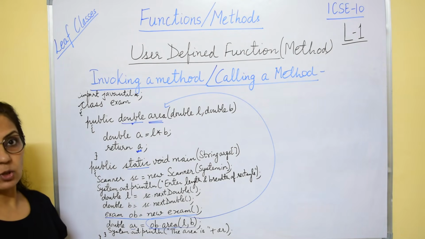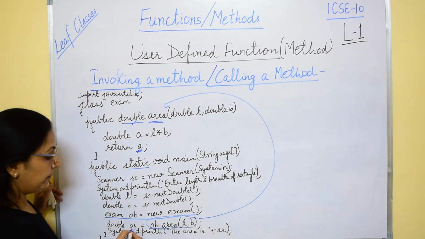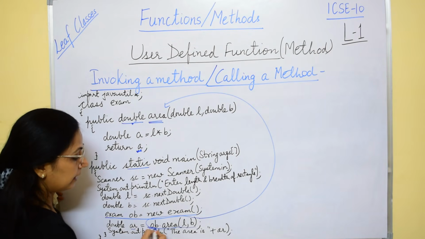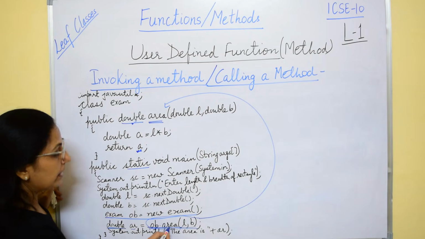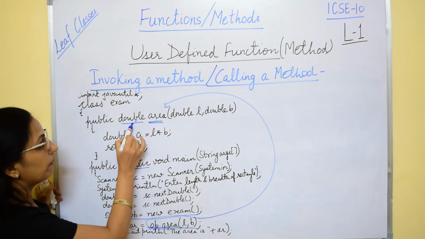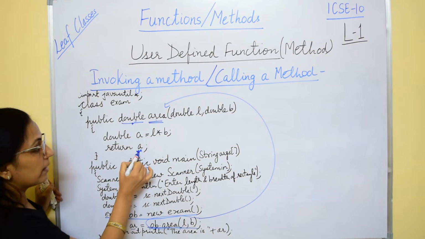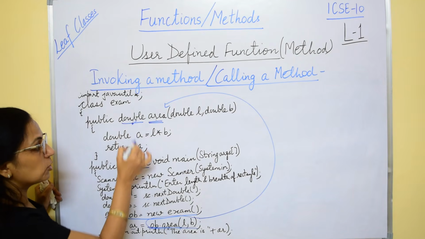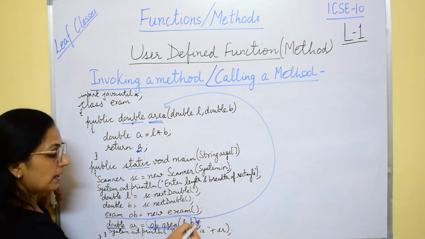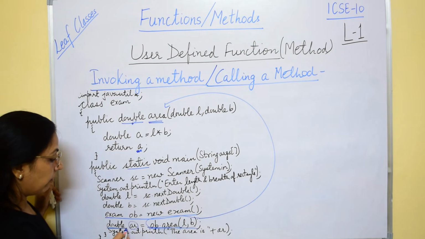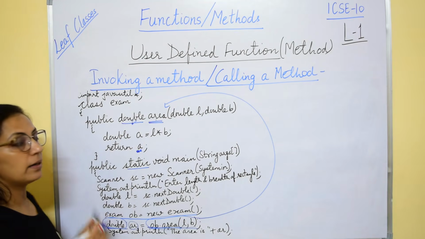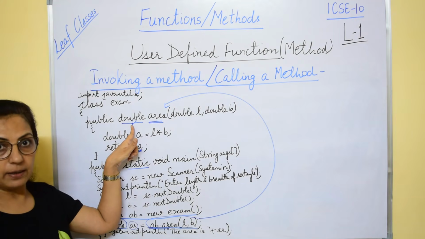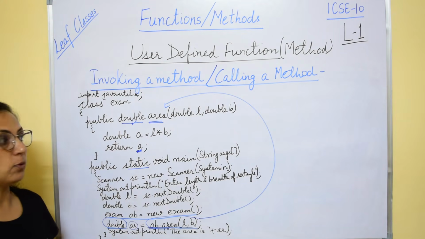Now a few things which you have to keep in mind are that the return type of this should match with this. Area function, what is the return type? Double. Now this return variable and type of this should match. When you are storing the value of this in one variable, the type of that variable should also be the same as the return type from here, right? So these things you have to keep in mind.